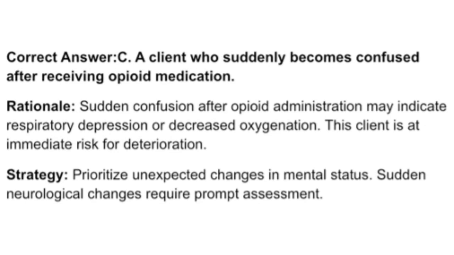Sudden confusion after opioid administration may indicate respiratory depression or decreased oxygenation. This client is at immediate risk for deterioration. Strategy. Prioritize unexpected changes in mental status. Sudden neurological changes require prompt assessment.